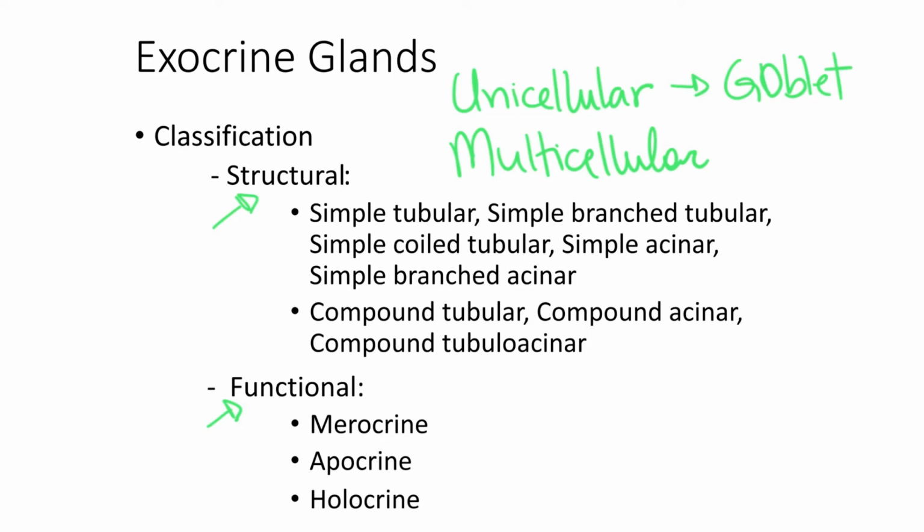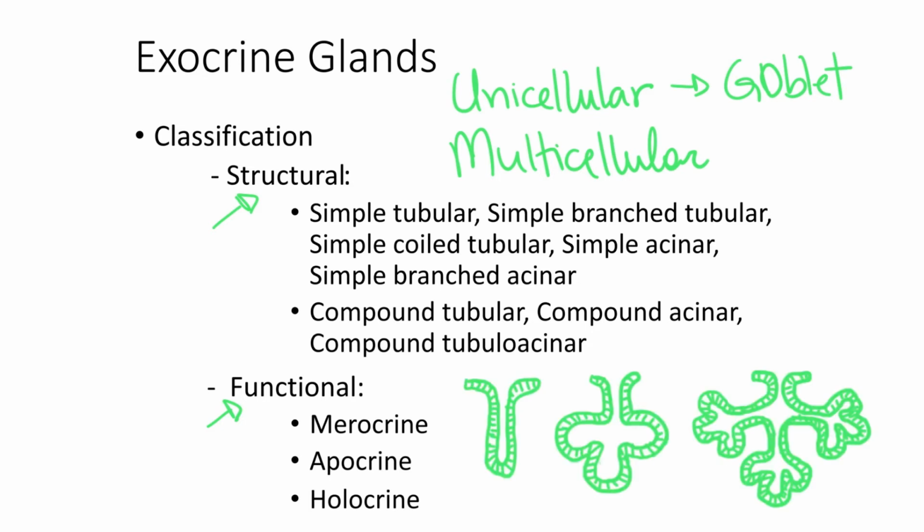Now, we also have multicellular exocrine glands. And the word multicellular tells us that we have more than one cell forming these glands. And when we look at the structure of these multicellular exocrine glands, we see different shapes. And all these different shapes are what give us the different names for the structural classification of exocrine glands. And I went ahead and drew some of these shapes so I could tell you very briefly how we named them.